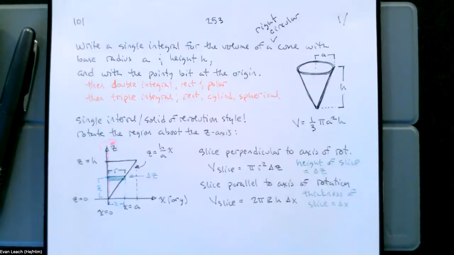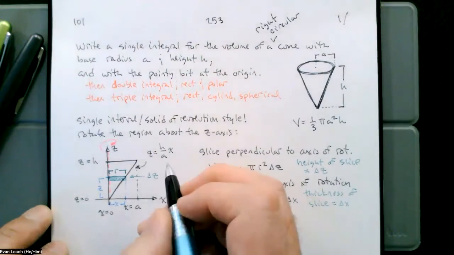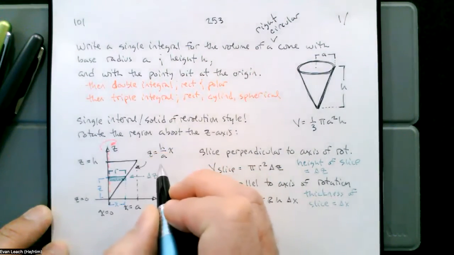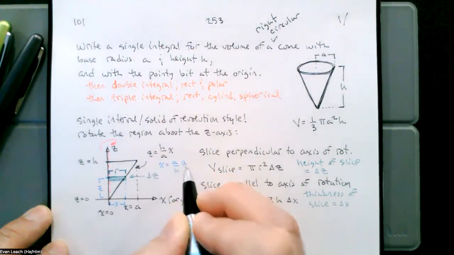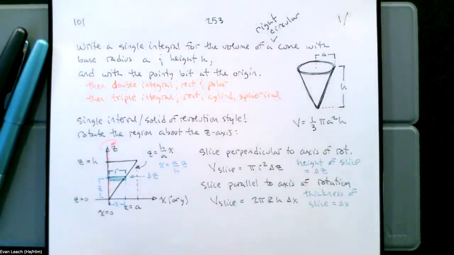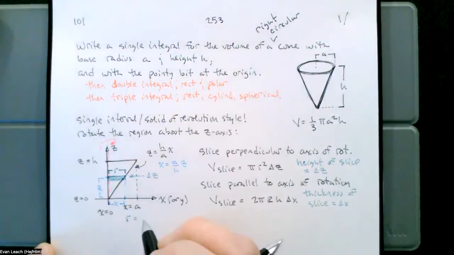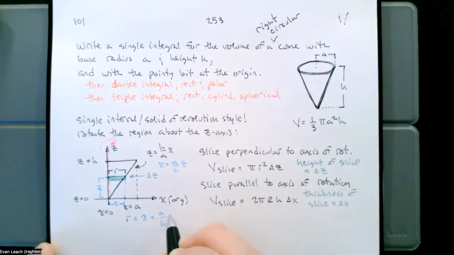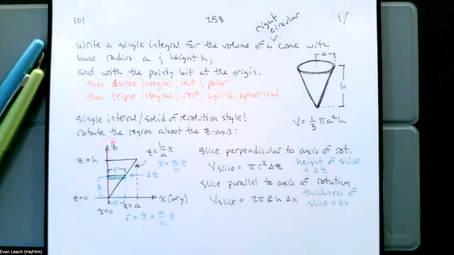That's not the one I want. I need to flip this around to solve for X. So this tells us that X is A over H times Z. So over here, I get that R is equal to X. R is equal to X. And X is equal to A over H times Z. So now I can write R in terms of Z, which is what we want because it's a delta Z problem.